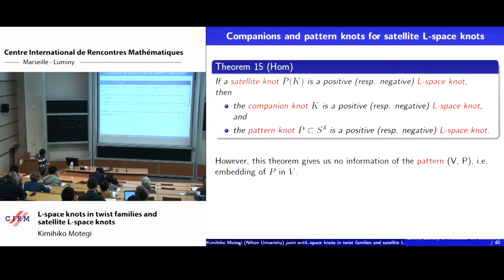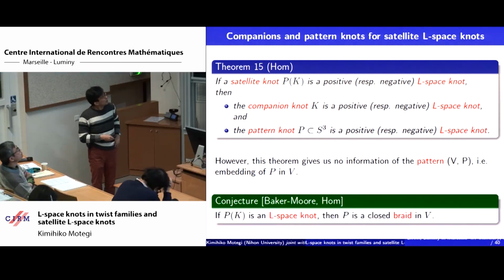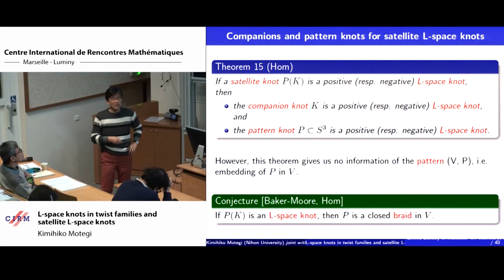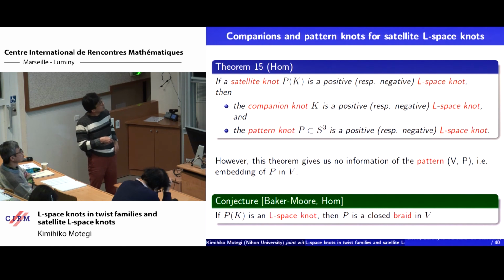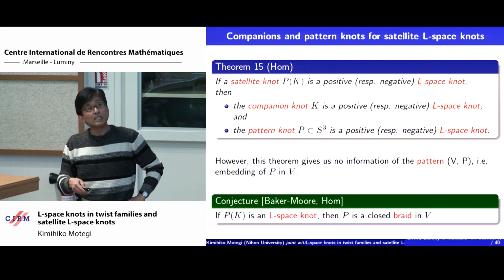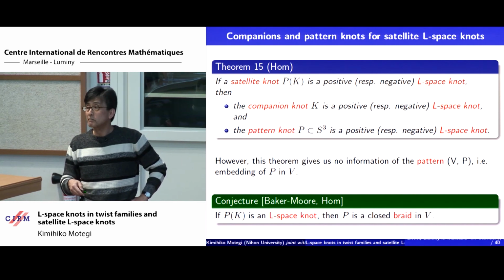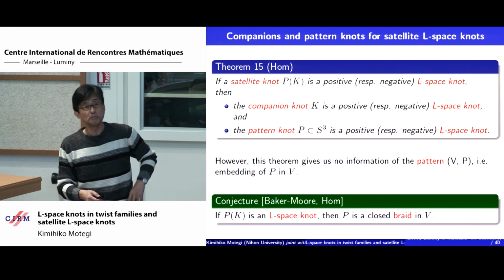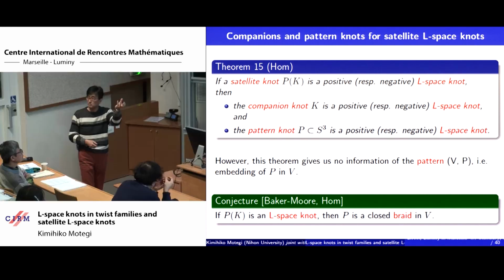However, this theorem gives us no information on the pattern (V, P), namely how the pattern knot P is embedded in the solid torus V. And actually, Baker, Moore, and Hom conjectured that if P of K is an L space knot, then P is a closed braid in V. Something like the typical example of a cable knot.